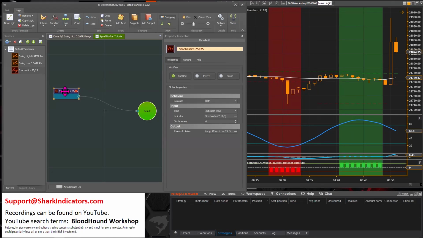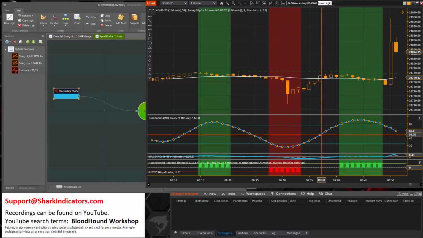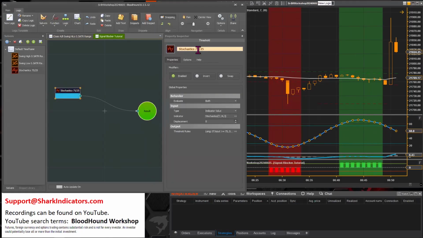All right. So what I did is I just took a threshold solver. We can see here, this is a threshold solver, and I just plugged in the stochastics, so we can see whenever the stochastics is oversold, we get a short, and when the stochastics is overbought, we get a long output there. So we're using the 75 and 25 stochastic levels there. So I'm going to use the signal blocker to clean these signals up here.